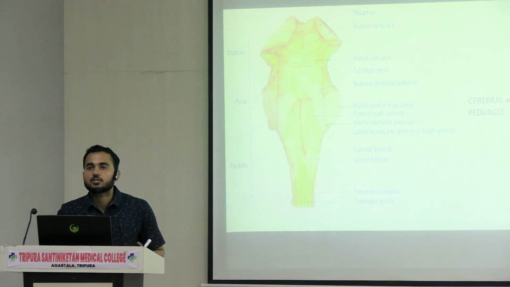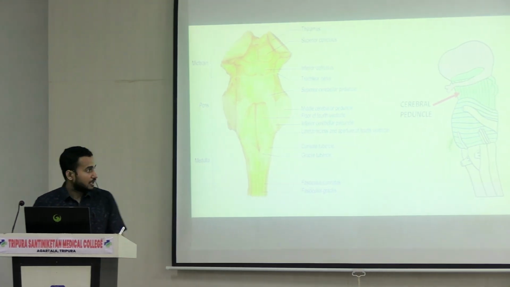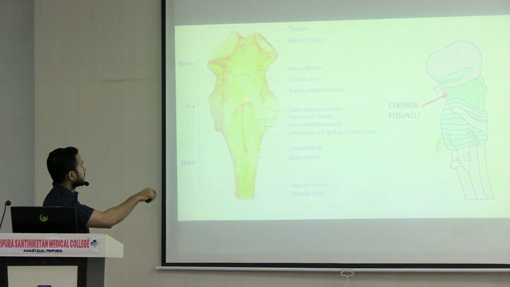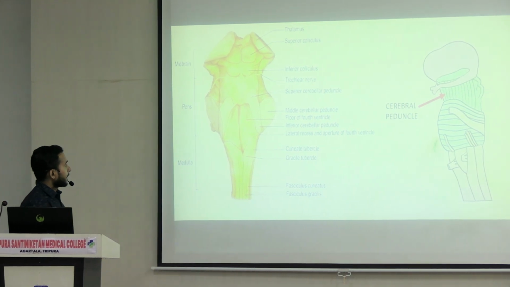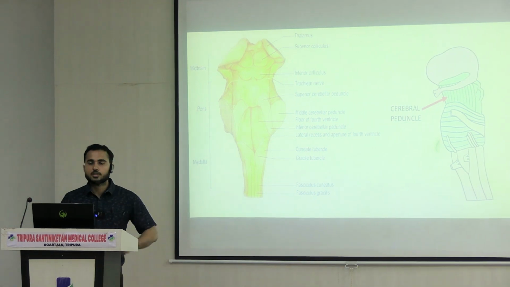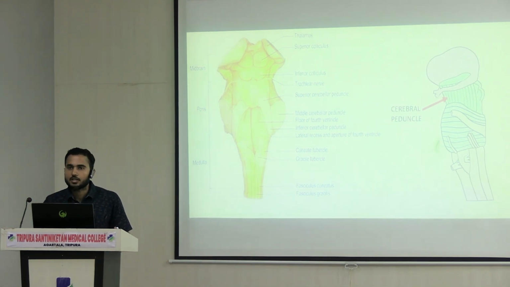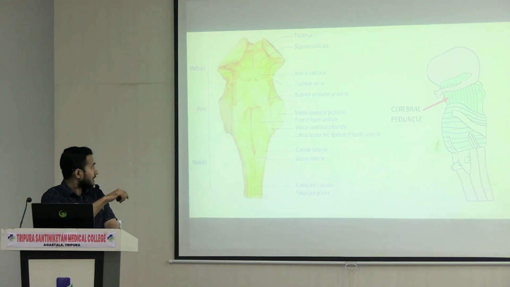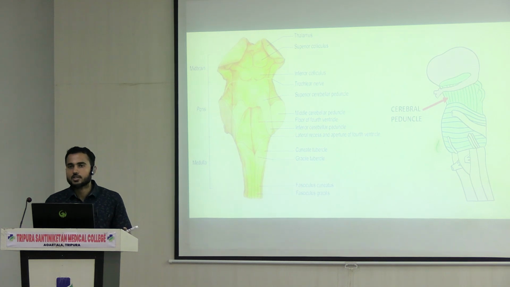Which one is left? Posterior surface. Here you can see the posterior surface. Now the posterior surface of the pons forms the upper part of the floor of the fourth ventricle, as you can see in the diagram.